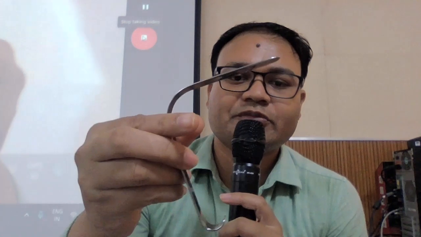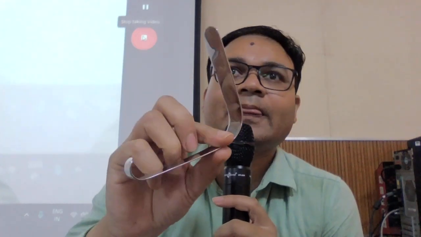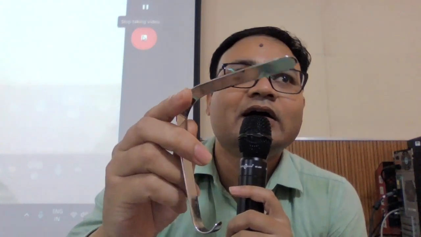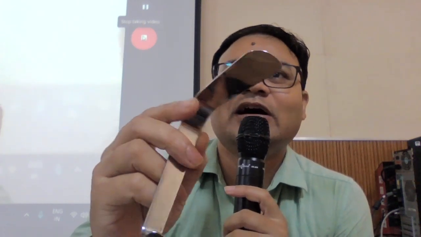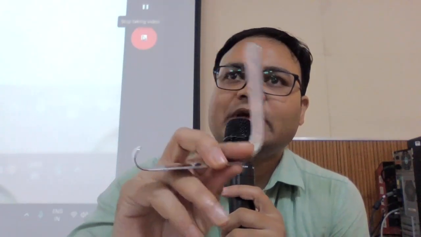Yeah, this we must have seen in ENT. I don't know the name. It's a tongue depressor, used in ENT for examining the tongue, or you can examine the posterior pharyngeal wall, the tonsils and tonsillar pillars, by depressing the tongue.